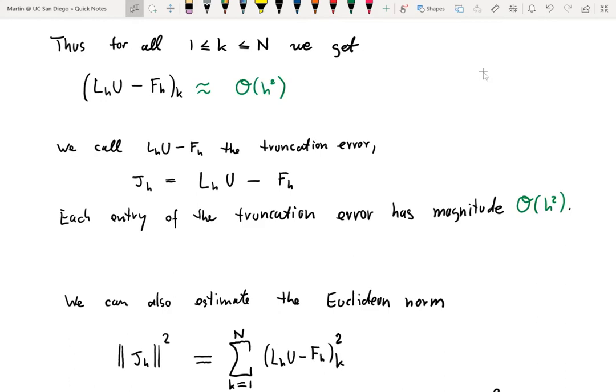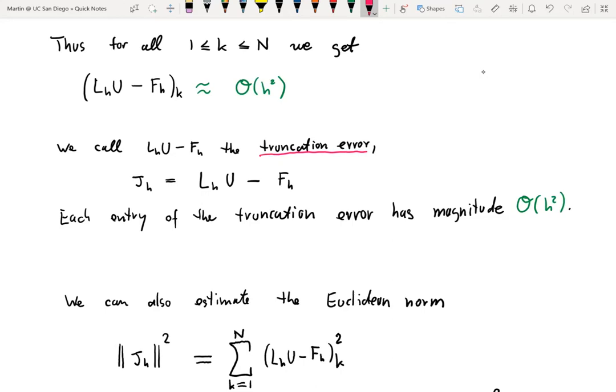At this point, let us introduce some more notation. This vector LHU minus FH is also known as the truncation error. We use the letter tau h, and tau h is equal to LHU minus FH. And so each entry of the truncation error has magnitude of order h squared. Okay, that's already quite a neat result.